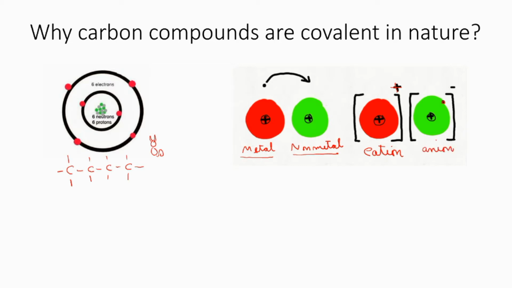Once it has become an anion and a cation, they will start attracting each other. Okay, they will be held together by a strong force of attraction. That is the electrostatic force of attraction, and we call that force of attraction an ionic bond. Got it? Okay, so remember, an ionic bond will be formed only by the complete transfer of electrons. Now we are going to check whether carbon is capable of forming this kind of ionic bond.